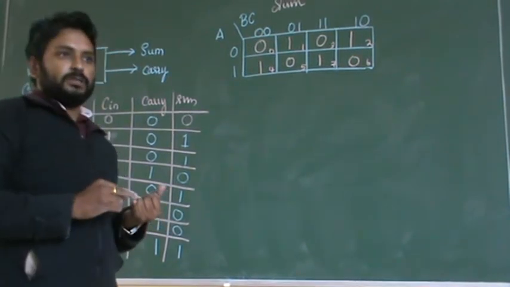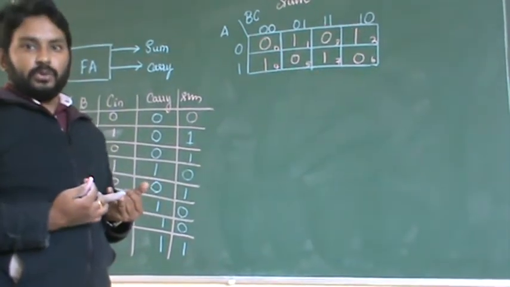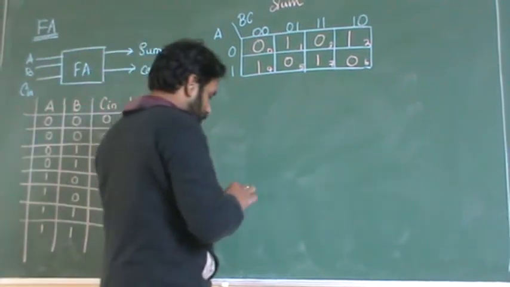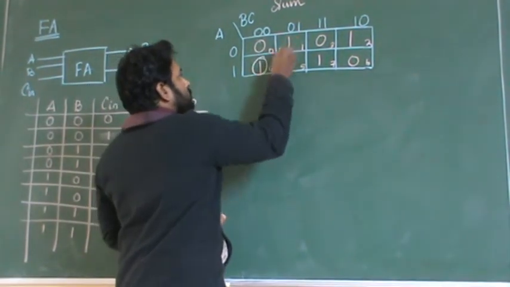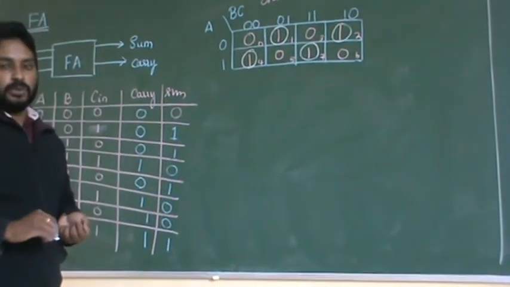So if you just observe the binary numbering in the K-map, do you have any possibility for an octet? Not possible. Do you have a possibility for a quad? No. And for a pair also it is not possible. So therefore, obviously you have to go for isolated one grouping. So this is the grouping that you will be getting.